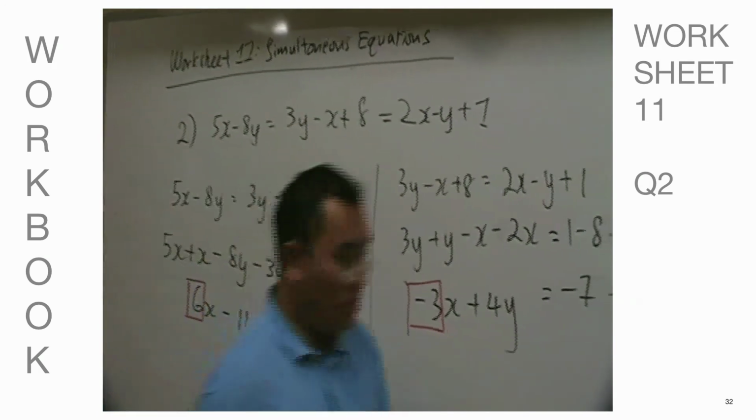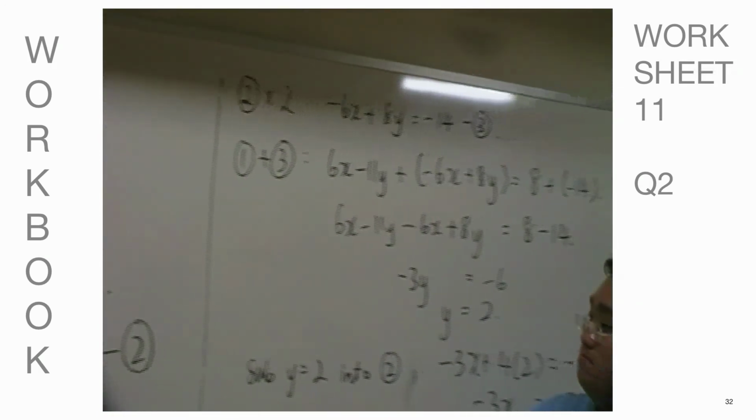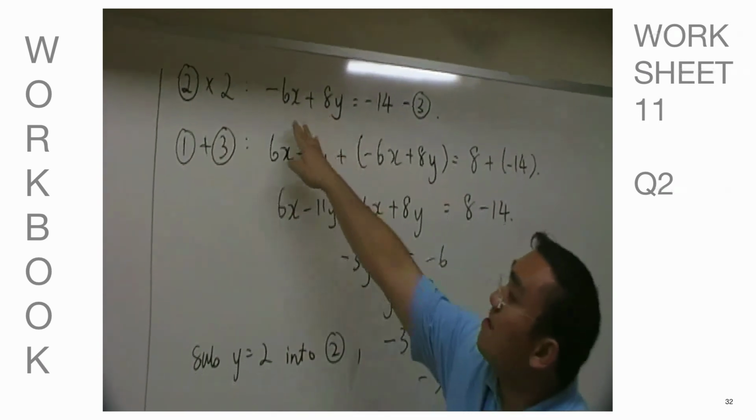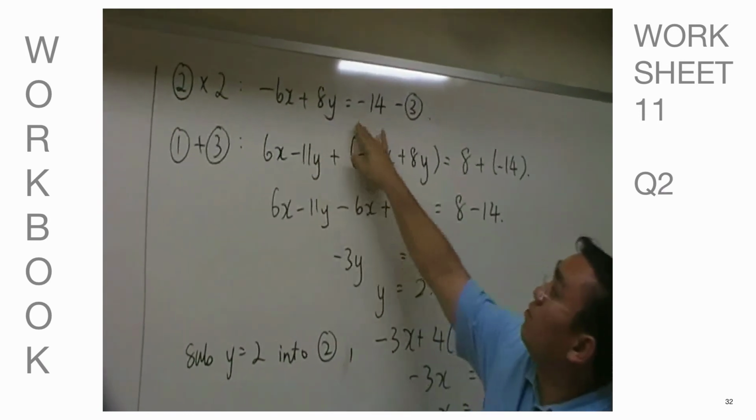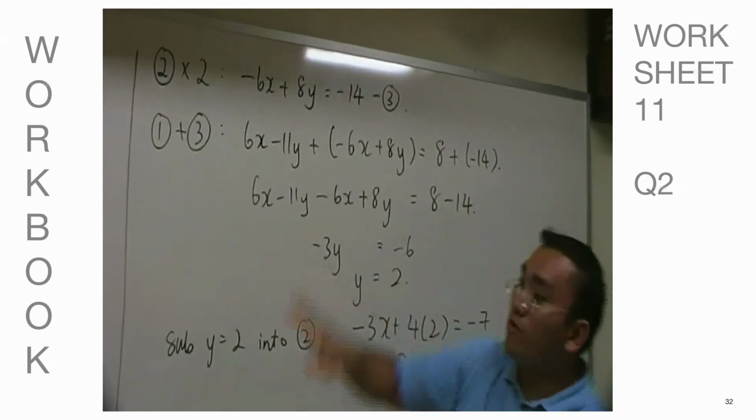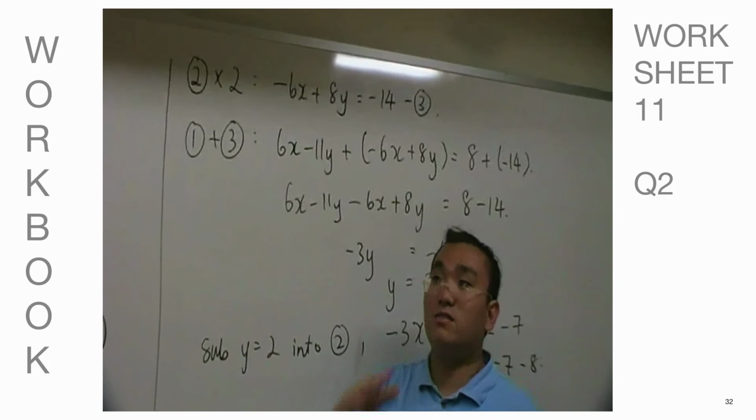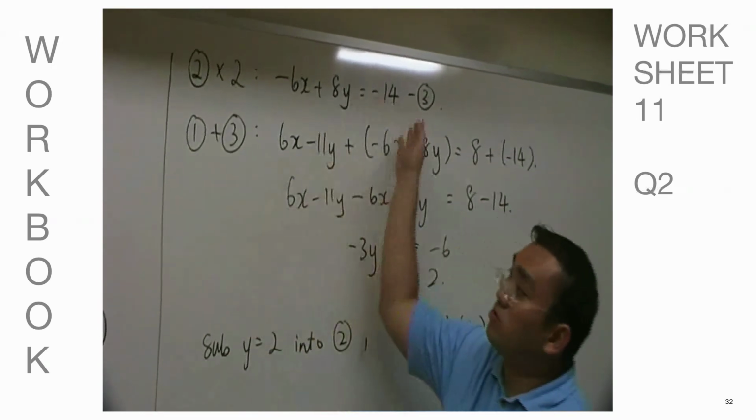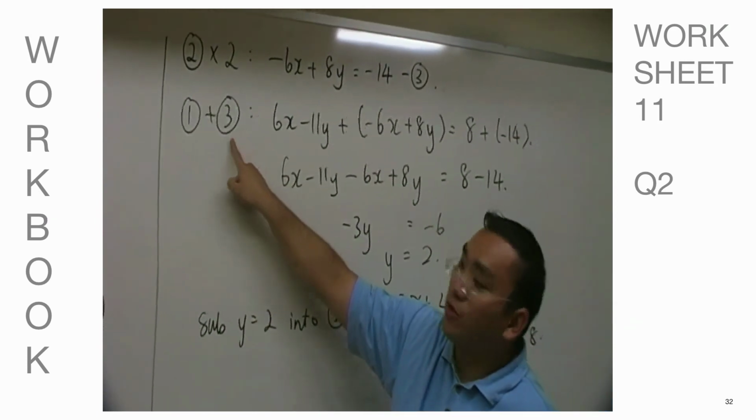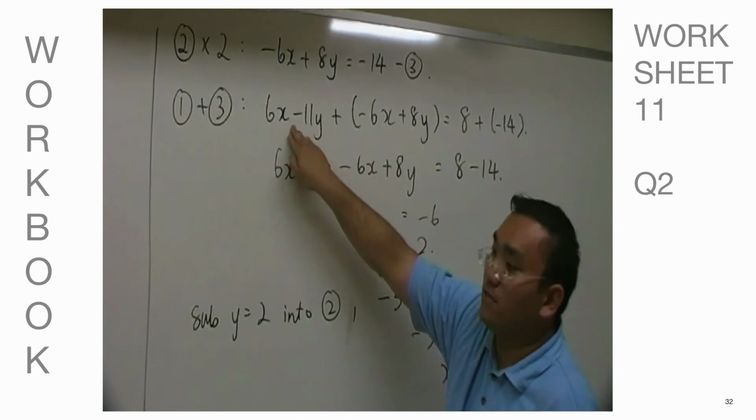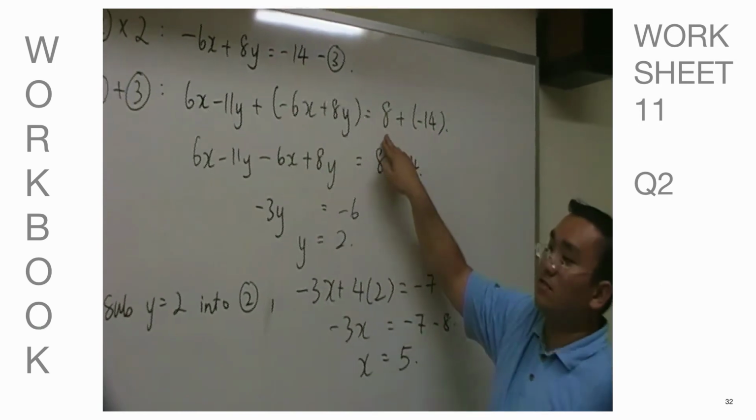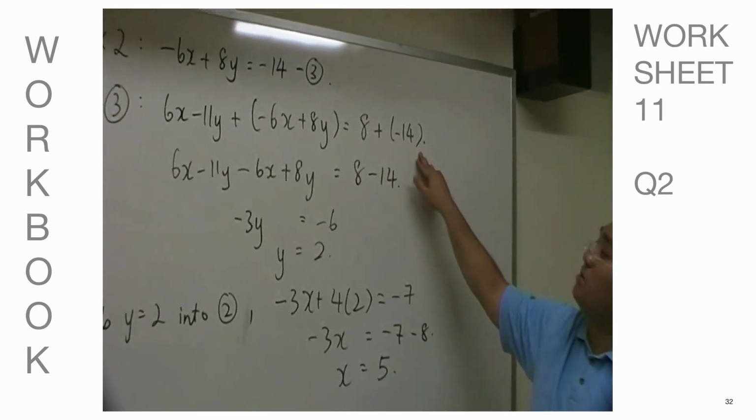So what we will do now is take equation 2 multiplied by 2 to get -6x plus y equals -14, which we will label as equation number 3. This time round we will not take equation 1 minus equation 3, because if I were to take that, it will not cancel out. Instead, we will take equation 1 plus equation 3. Similarly, the left hand side of equation 1 plus the left hand side of equation 3, right hand side of equation 1 plus right hand side of equation 3.